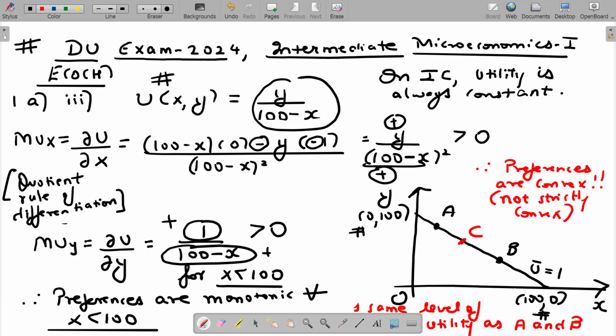Okay, so this is my answer. We have shown that the preferences are convex, not strictly convex, but convex. And we have also shown that the preferences are monotonic for all values of X less than 100. Okay, and now let's look at the last part of this particular question.